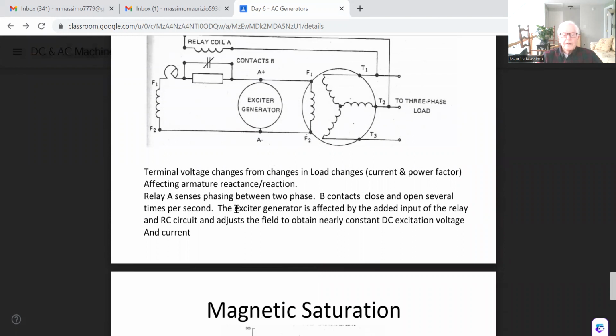Okay, and the exciter generator is affected by the added input of the relay and the RC circuit. Adjust the field to obtain a nearly constant DC excitation voltage, which you want to assure that you've got a well-balanced three-phase output.